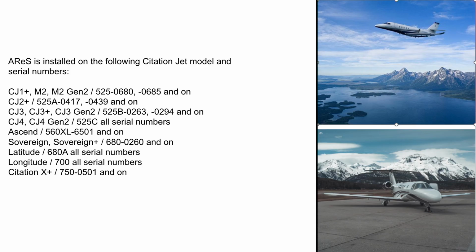AReS is installed on the following Citation jet models and serial numbers: CJ1 Plus, M2, and M2 Gen 2, Unit 5250680 and 0685 and on. CJ2 Plus, 525 Alpha, Unit 0417, 0439 and on. CJ3 and CJ3 Plus, CJ3 Plus Gen 2, 525 Bravo, Unit 263, 294 and on. CJ4 and CJ4 Gen 2, all 525 Charlies, have AReS.